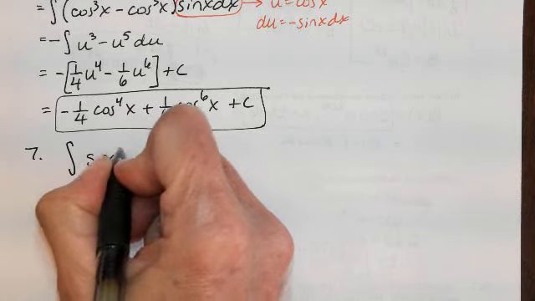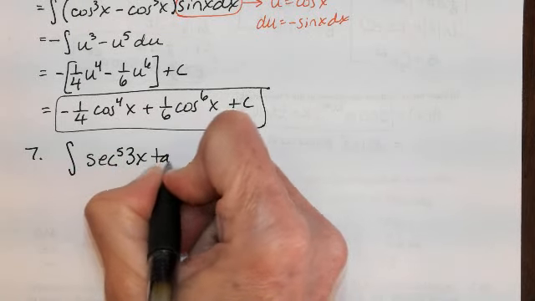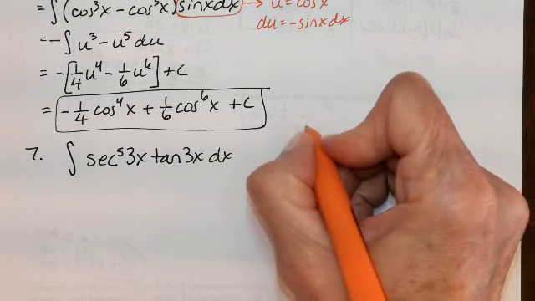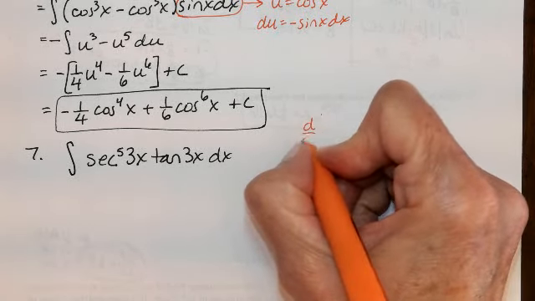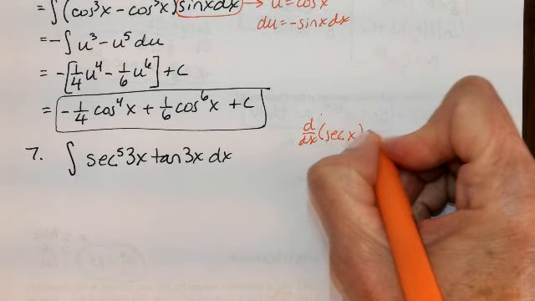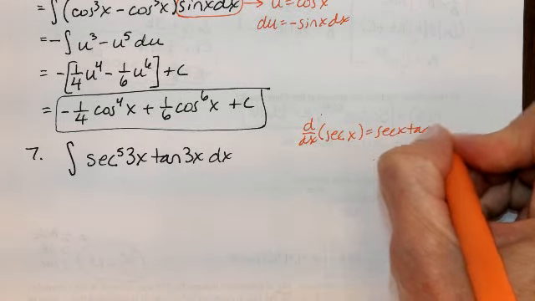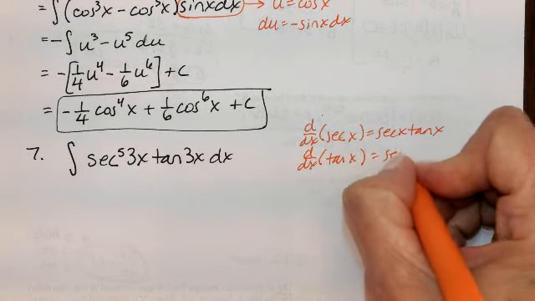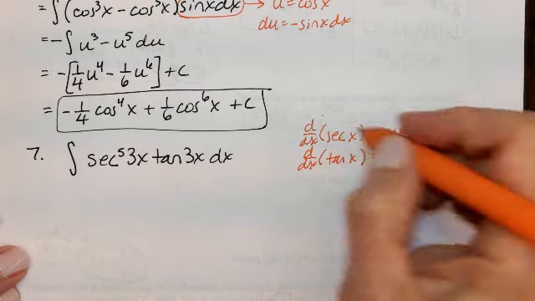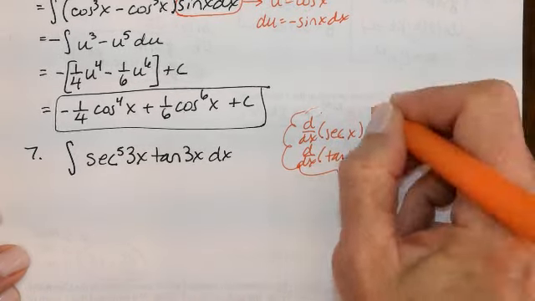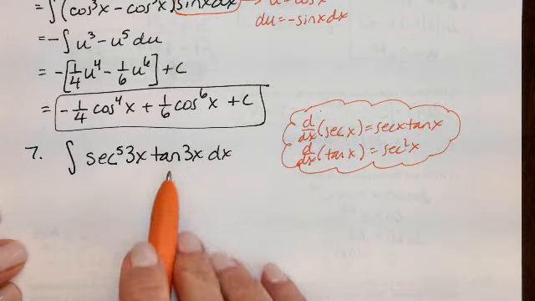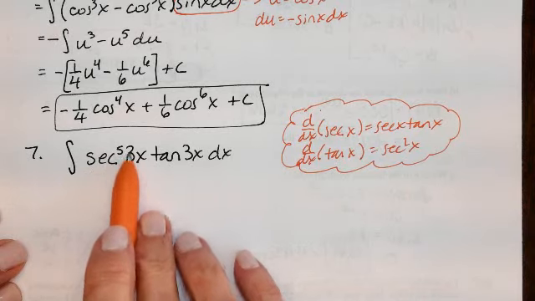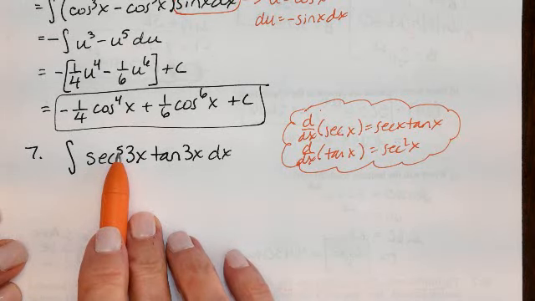Integral of secant to the 5th of 3x tangent 3x dx. Keep in mind that the derivative of secant is secant tangent, and the derivative of tangent is secant squared, right? Keep those in mind. We always know those. We have to know these really well, okay? So if I let u right now be tangent, du would be secant squared, and I have too many secants to do that, okay? Right now.